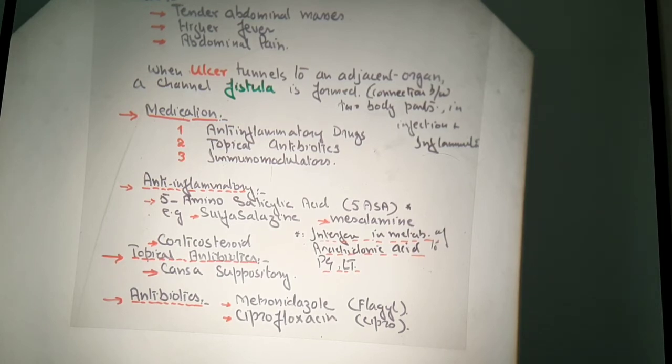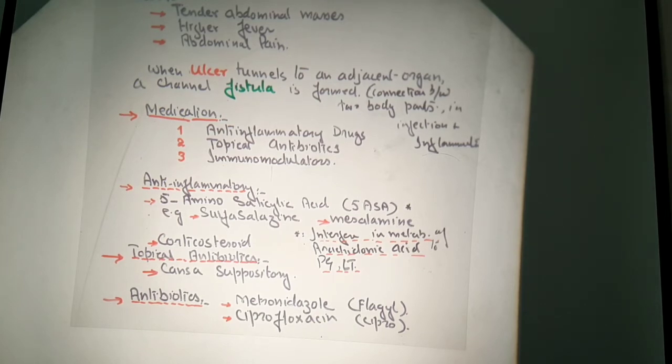It is nothing but arachidonic acid. Arachidonic acid is an unsaturated fatty acid with 20 carbons, and it is the precursor for the synthesis of prostaglandin and leukotriene. So 5-amino salicylic acid interferes in the metabolism of arachidonic acid and inhibits the synthesis of prostaglandins and leukotrienes. So when there are no prostaglandins and leukotrienes, there is no process of inflammation.